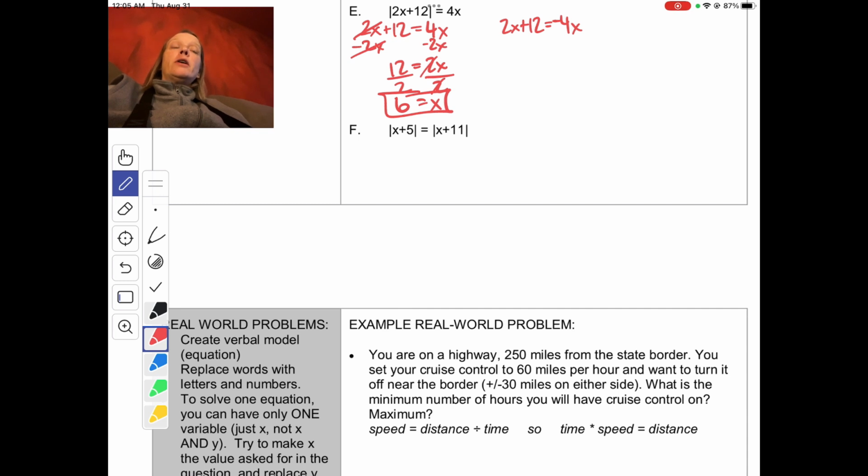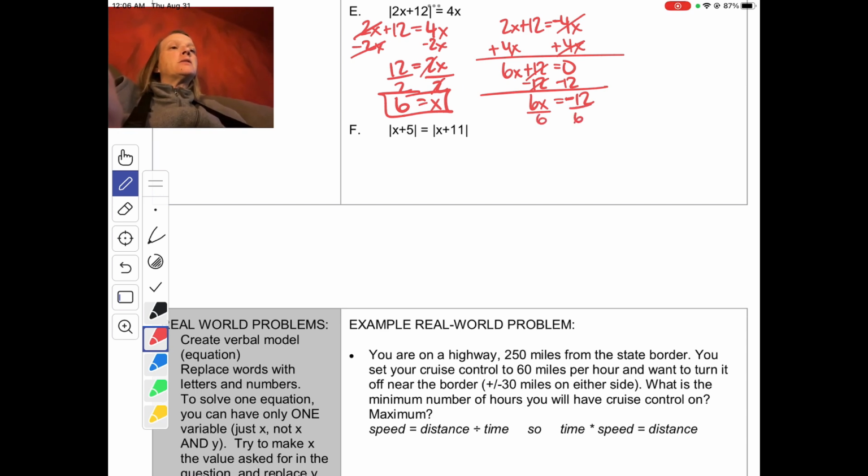For our other equation that equals negative 4x, I can also solve this. Let's see, I'm going to add 4x to both sides of the equation, and I get 6x plus 12 equals 0. So I want to get x by itself. Subtracting 12 from both sides of the equation gives me 6x equals negative 12. And now when I divide both sides by 6, I get that x equals negative 2 as my solution.